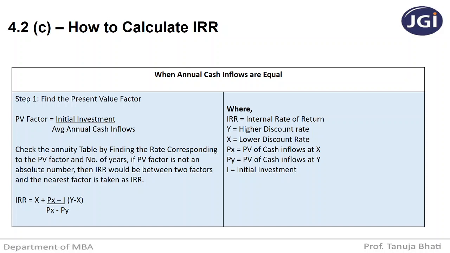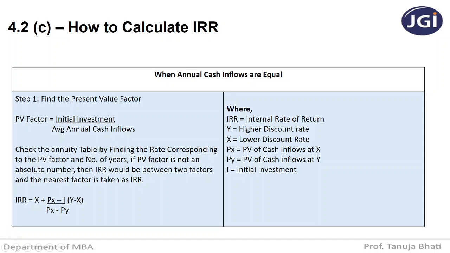Is this clear? Now we need to find out R. Usually in our annuity tables you will have table A, B, C, D. In order to find the PV factor, what are the two elements you require? You require R and you require N. Now in this method, you will be having N and you will be having the PV factor. Based on the combination, you need to find R. So the PV factor you will find with the help of a formula: initial investment divided by average annual cash inflows.